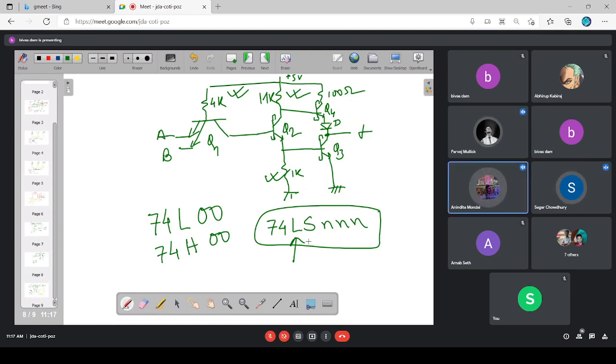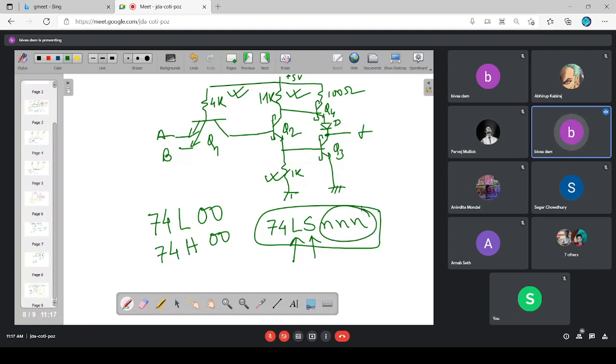So by increasing the resistance. And this S stands for Schottky. The switching devices are now Schottky transistors. So this 74LS basically stands for 74 low power Schottky. Then this is the part number, whatever it is, 0604.